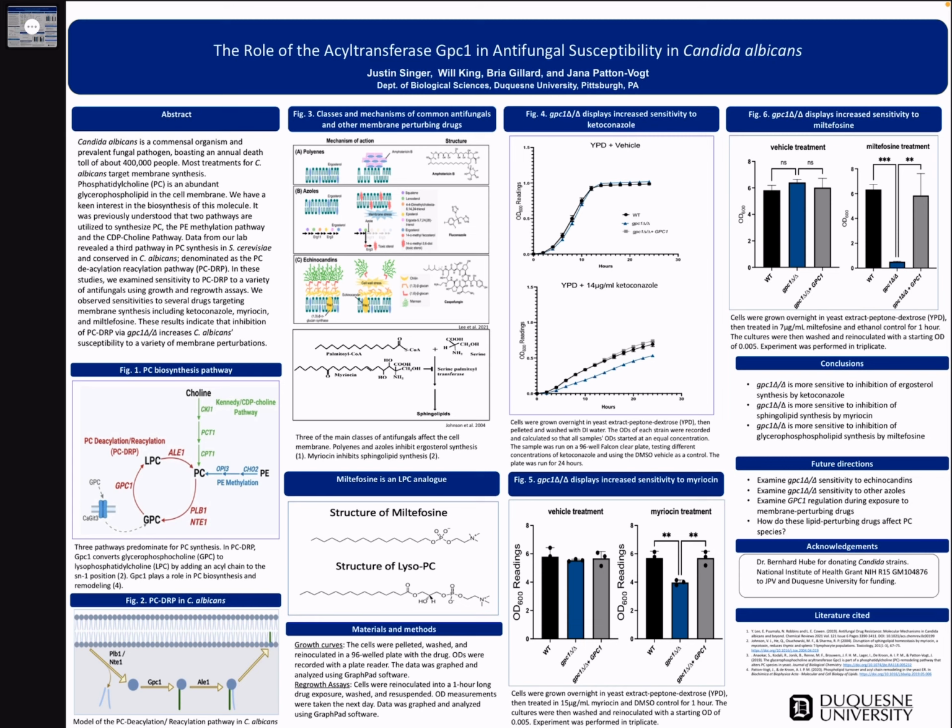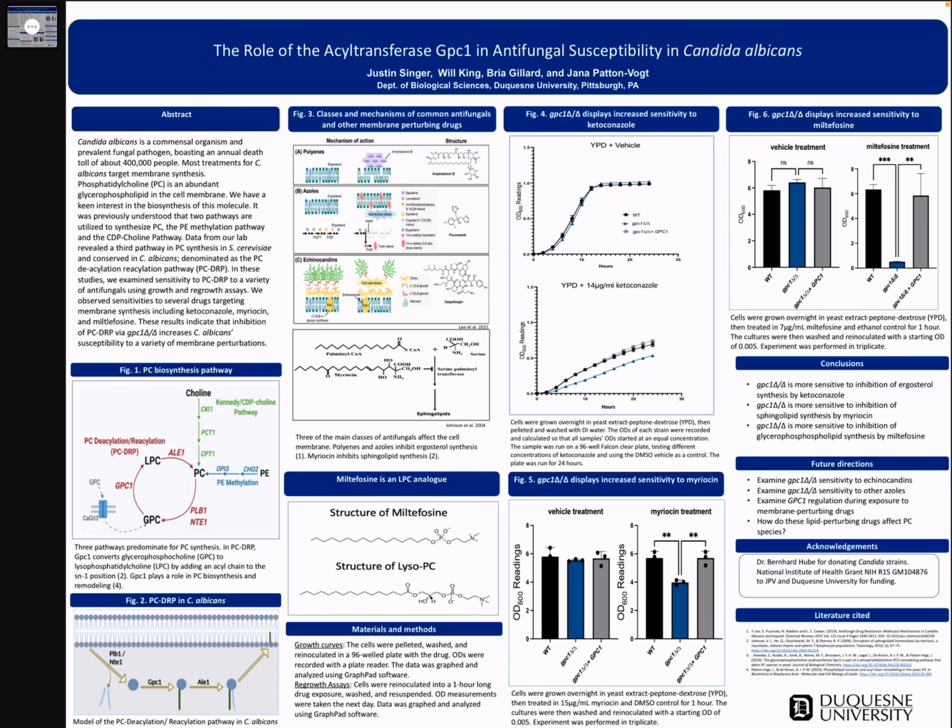And we noticed that we have an increased sensitivity in the Gpc1 knockout. So we have the wild type, which is the circle, and then we have the triangle, which is Gpc1 knockout, and the gray square is Gpc1 knockout plus Gpc1. So we knock the gene out and then reinsert it to serve as a double control. And we noticed an increased sensitivity in the knockout when we treat it with the drug. So we noticed some sensitivity there.